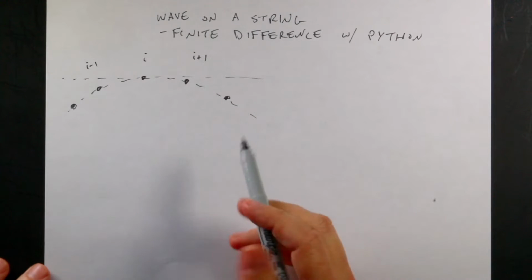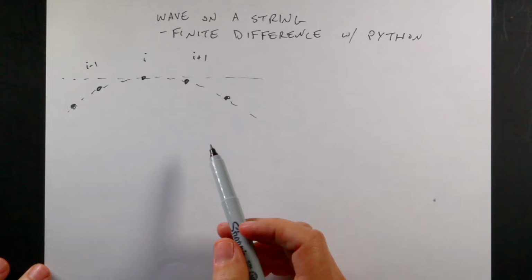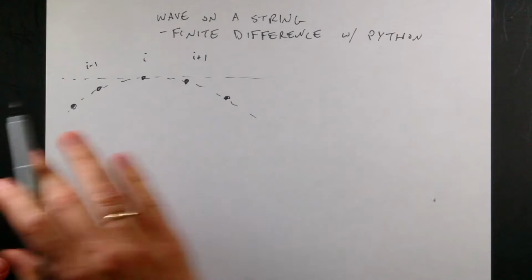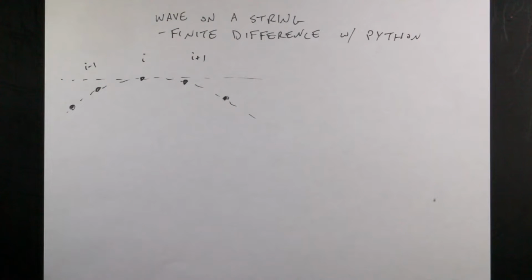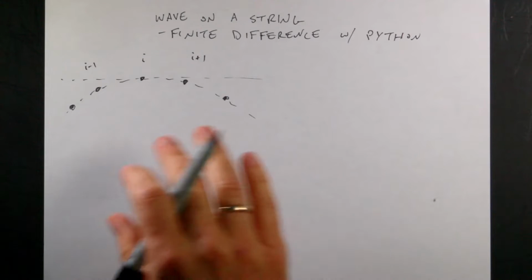We want to model the motion of a string. So it's a one-dimensional string that's plucked up and down, so we can make a wave on it. And I'm going to use the finite difference method in Python, and that assumes breaking this into multiple pieces.